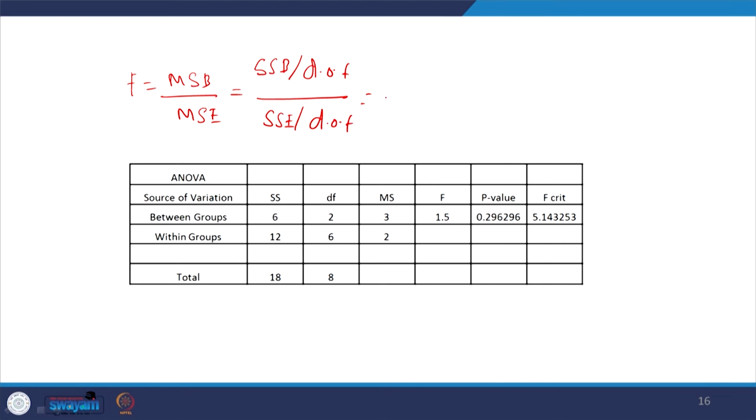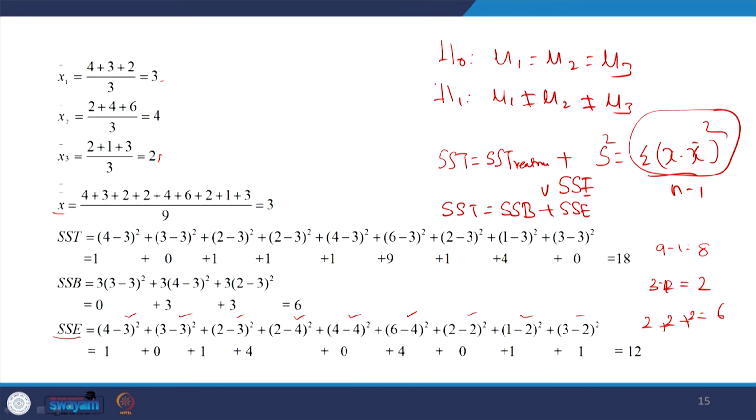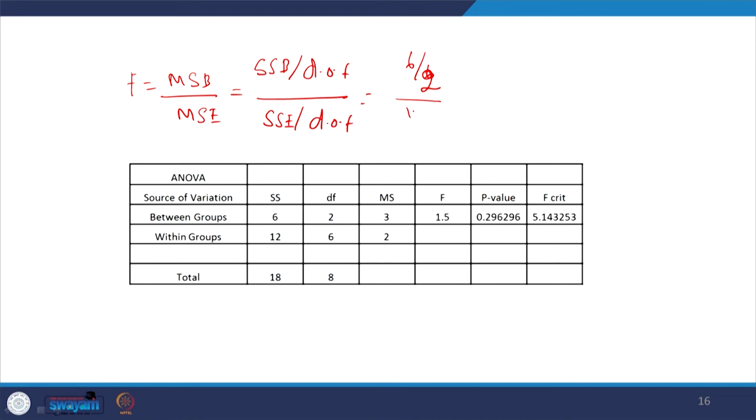If you look at the previous one, SSB is 6, degrees of freedom is 2. So, 6 divided by 2, that is 3. SSE is 12, degrees of freedom is 6, so that is 2. So, 3 by 2, it is 1.5. So, that 1.5 is nothing but this 1.5.